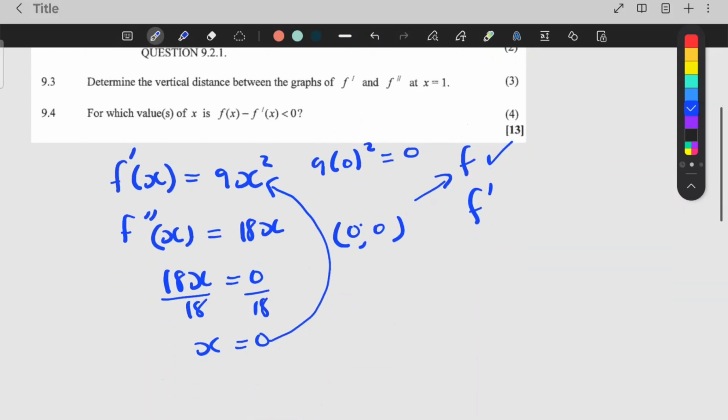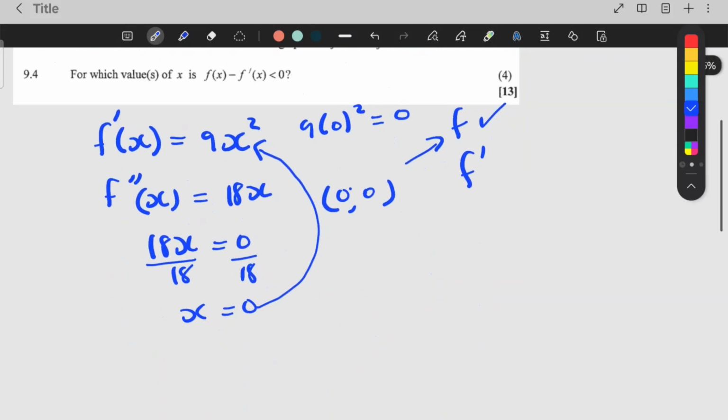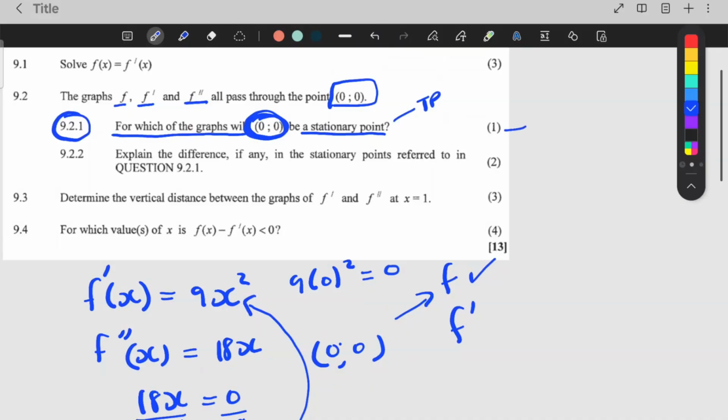Then for the second derivative, we know the second derivative is a straight line. How can a straight line have a turning point? So it's definitely not for the straight line. So the answer here is for f and for the first derivative. And that's the answer there. You could work it out on the side for yourselves, but this is only for 1 mark.